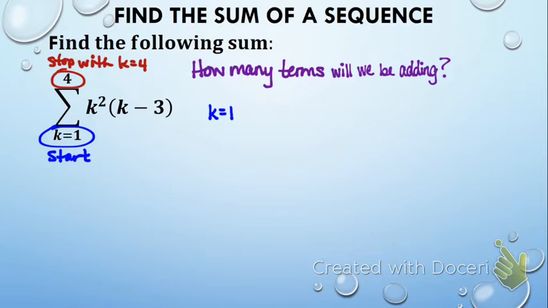So we need to substitute 1 in the place of k. What else are we going to need to substitute in the place of k? We're going to start by 2. What else? 3 and 4. We're going to make these 4 substitutions. So how many terms are we going to be adding up? 4 terms.